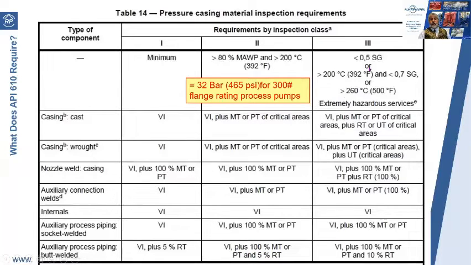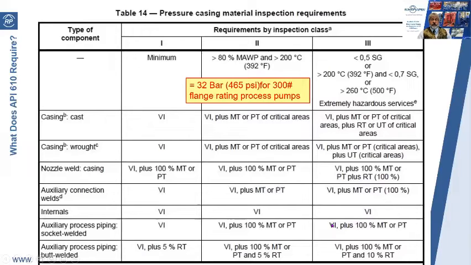Now, if we go up to level 3, we see that applies when you have a specific gravity less than 0.5, or temperatures above 200 degrees centigrade and the SG is less than 0.7, or at greater than 260 degrees centigrade. And now what we're doing is we're bringing in radiography or ultrasound in all these areas.